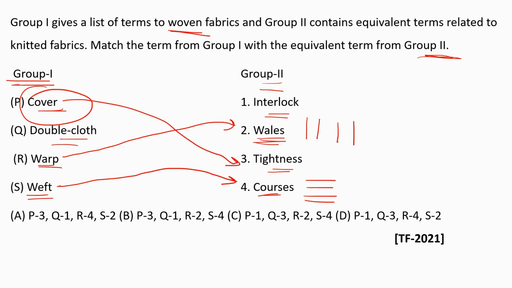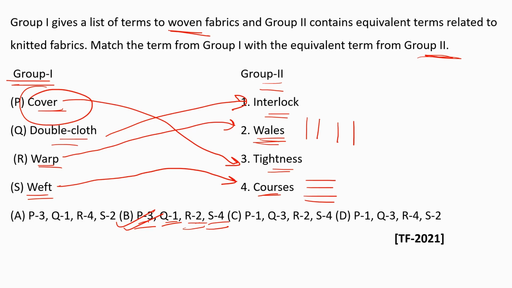And double cloth is nothing but similar to the interlock fabric that is used in the knitting process. So these are clear. I think P3, Q1, R2 and S4. So option B is the correct option. I think it is clear to you. So option B is the correct option.